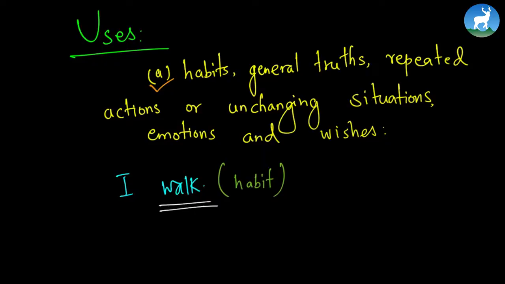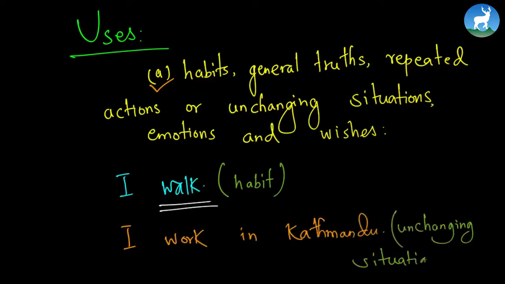Now I can give you another example. I can say something like I work in Kathmandu. Now I work in Kathmandu is an unchanging situation. So we use the simple present tense. The work is the present form of the verb.